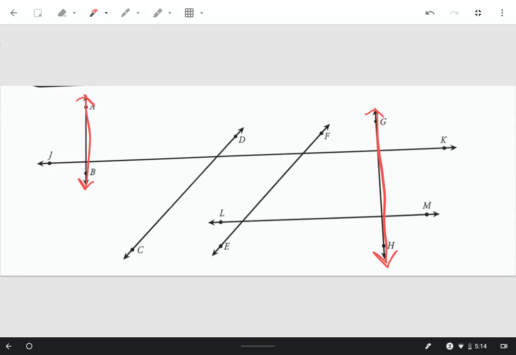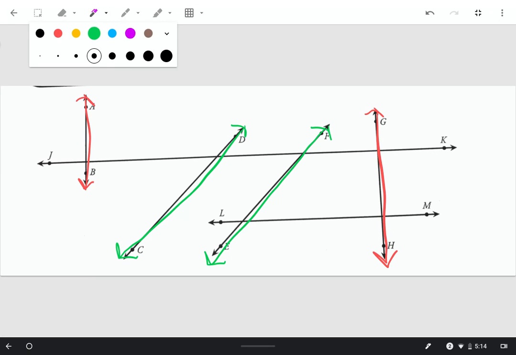They're both going straight up and down, and if they continued on and on forever, they would never intersect with each other. They would never cross paths. Do you see any other parallel lines in this diagram? Well, I see line DC right here, and I see line FE right here. And both of those lines are going exactly in the same direction.